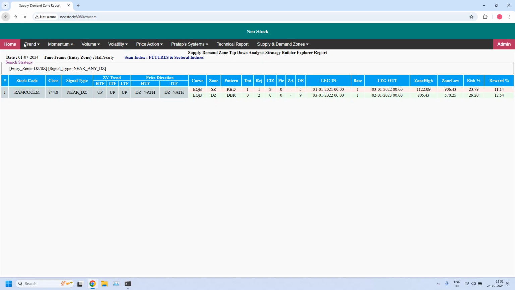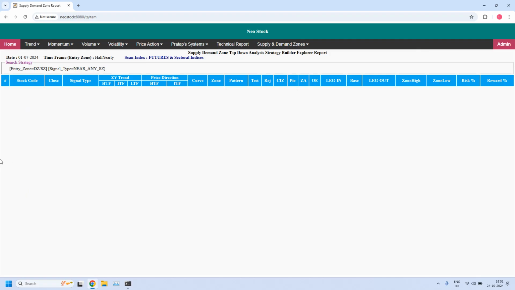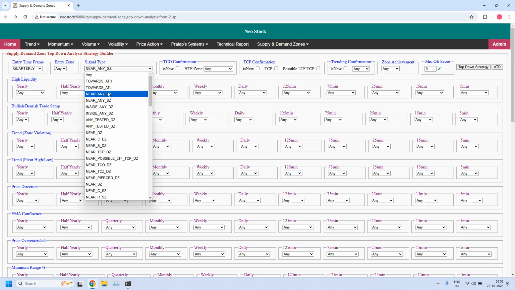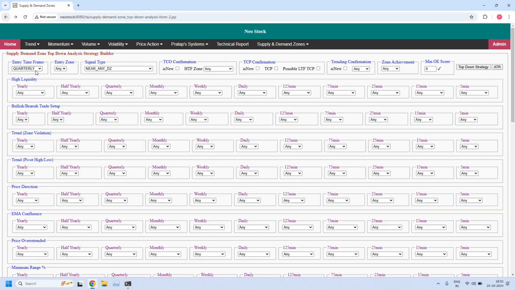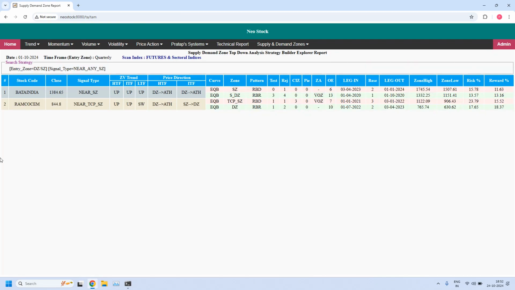Okay, next for half-yearly time frame, let us find the stocks near half-yearly supply zone. No stocks are available. I'm going back and changing the time frame to quarterly. Let us find the stocks near quarterly demand zone. Two stocks are filtered. Next, for quarterly time frame, let us find the stocks near quarterly supply zone. Two stocks are filtered.